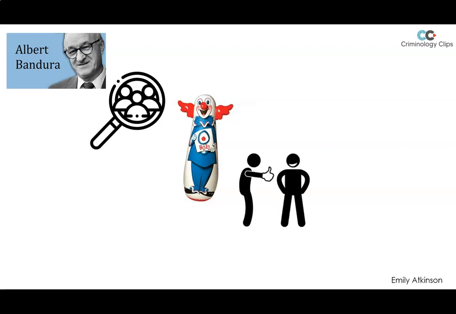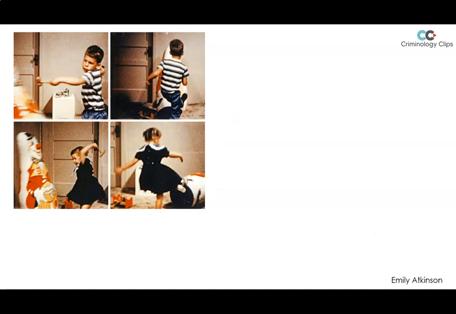In group 2, the model was punished after playing with this doll aggressively. And in group 3, which was a control group, the model was neither rewarded nor punished after playing with this Bobo doll aggressively. Now a little later on, the children were left to play with the Bobo doll themselves.